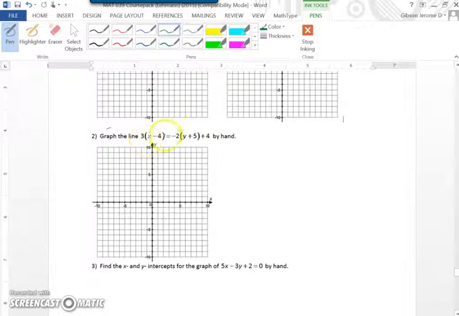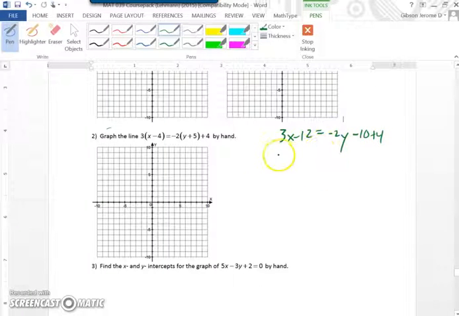It says graph the line 3 times x minus 4 equals negative 2 times y plus 5 plus 4 by hand. Now we would basically do this the same way that we did the other problems, except we would have to do the distributive property first. So here we would end up with 3x minus 12, because we would take 3 times x and 3 times negative 4. And that would equal negative 2 times y is a negative 2y. And negative 2 times 5 would give us a minus 10 plus 4.